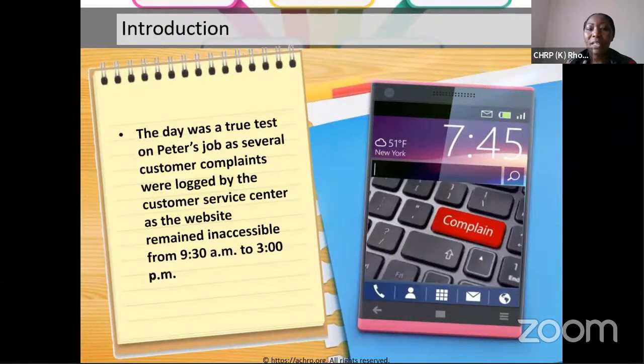And the day was a true test for Peter's job, who has just taken up the job, as several customer complaints were logged by the customer service center. Actually, the call center almost came to a standstill because all the customers were complaining that the system is down, they're not able to make their orders. As the website remained inaccessible for the better part of the day, the most productive part of the day, that is from 9:30 a.m. to about 3 p.m., people have given up.